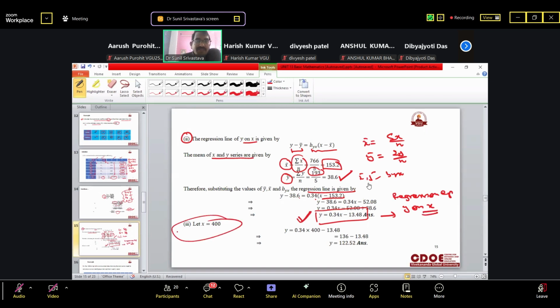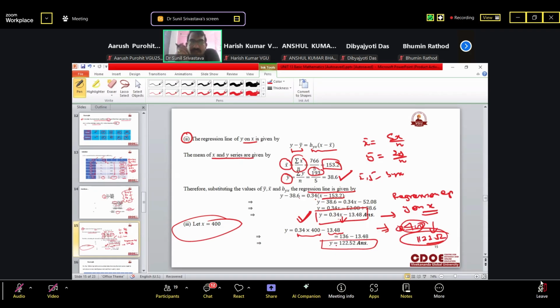Now we have to estimate the value when x is equal to 400, that is, when income is 400, what is the expected expenditure? Just put x equal to 400 in this expression: 0.34 into 400 minus 13.48. The answer here is about 122.52. So finally we conclude that when the income of the family is 400, the expenses will be about 122.52. This is our final conclusion and final answer for this particular problem.